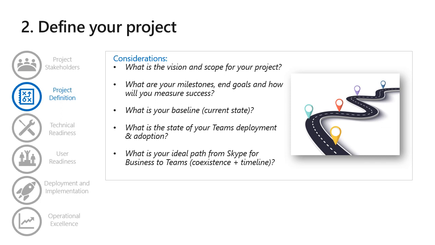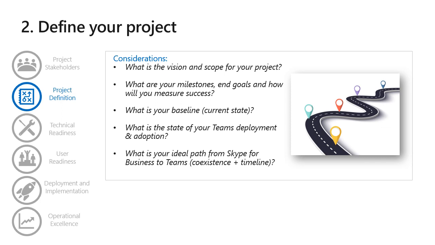As part of the definition, we need to ensure that we set a baseline so that we know where our current state is. And as part of that current state, we assess where we are with our current state of a Teams deployment. Maybe we haven't even started yet. Or perhaps as we're building this project, we're maybe part of the way through our Teams deployment. Maybe we have a pilot running already. So we want to make sure that we assess the current state of our Teams deployment and adoption.